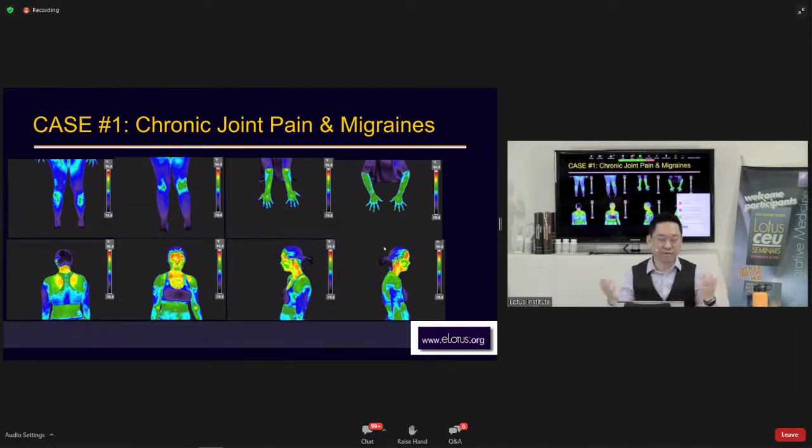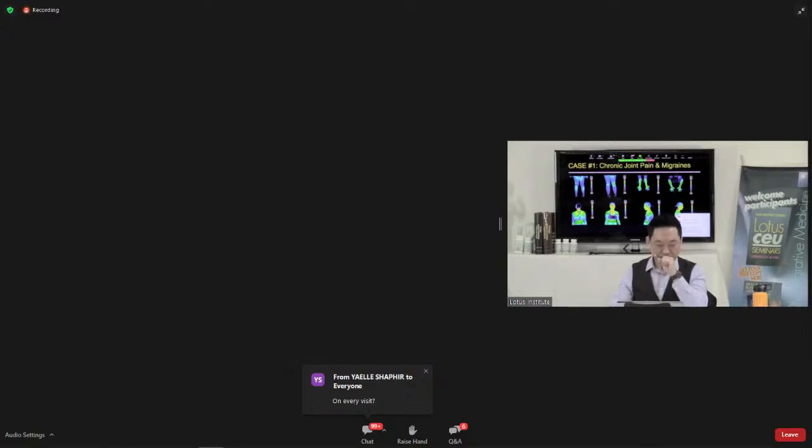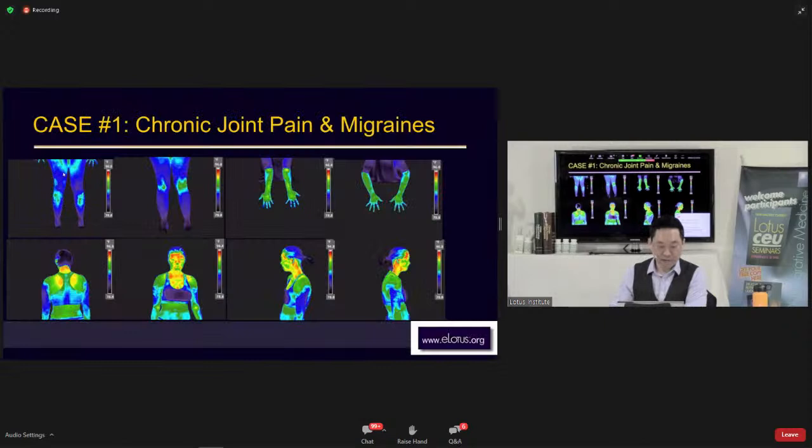But we use this to scan everybody because more information is better, right? So you'll see we scanned her. So this is right here. Hopefully you can see my mouse. This is the front of her body, her legs. You can see her feet are freezing cold. You can see how you can't see her feet.